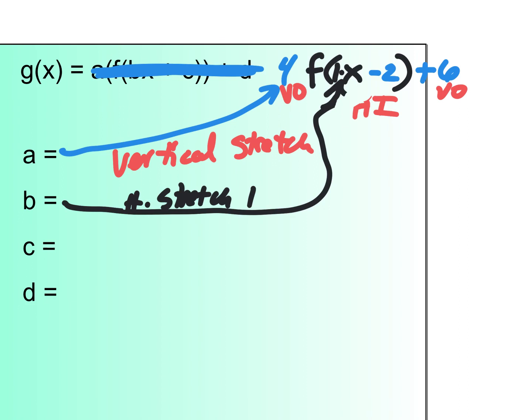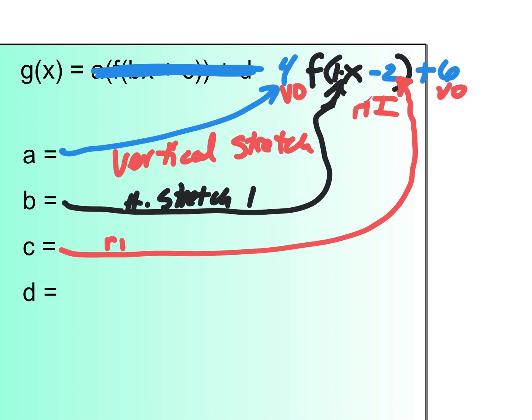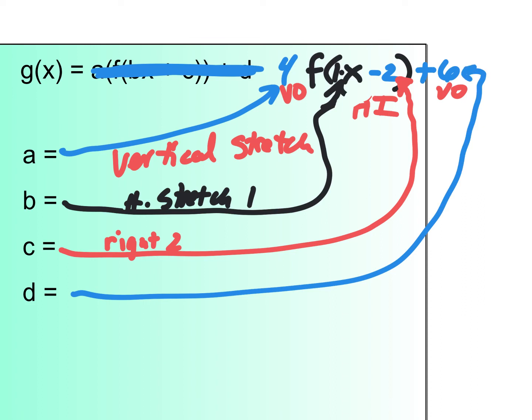No. And how about this is the C, and what would it do? It would go right to. Remember, we can't trust the stuff on the inside. And the D is that. And it seems like up 6, and it is up 6. Because you can trust the stuff on the outside.